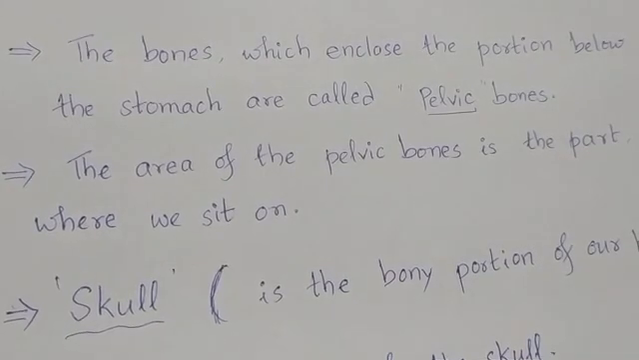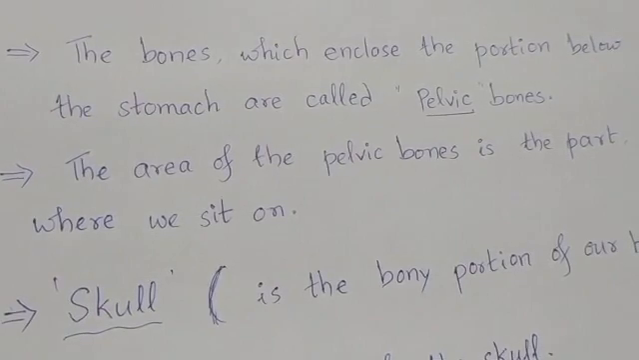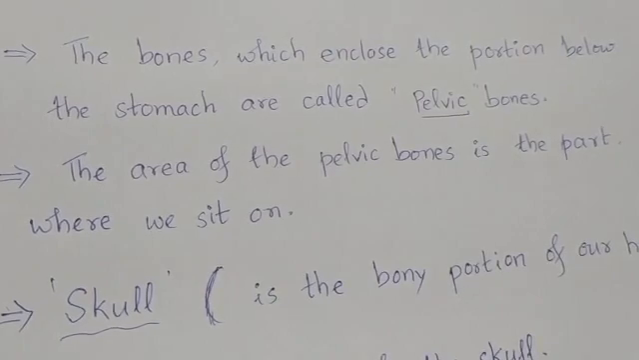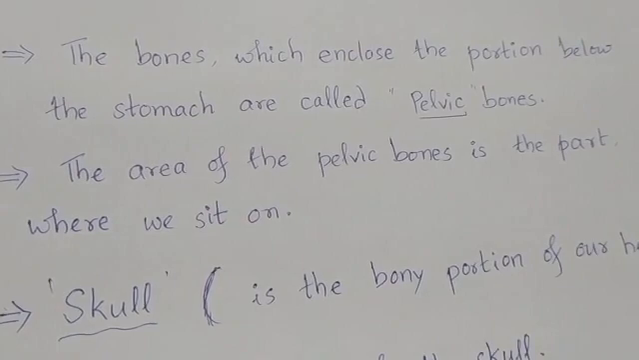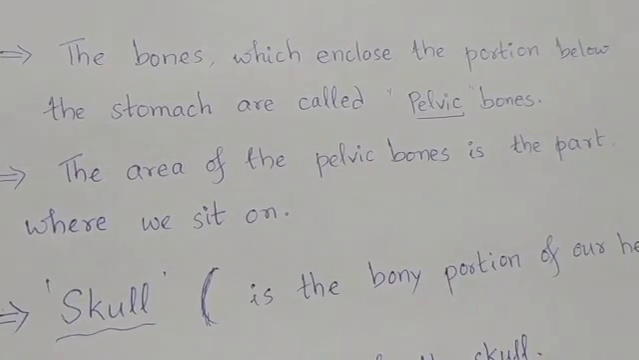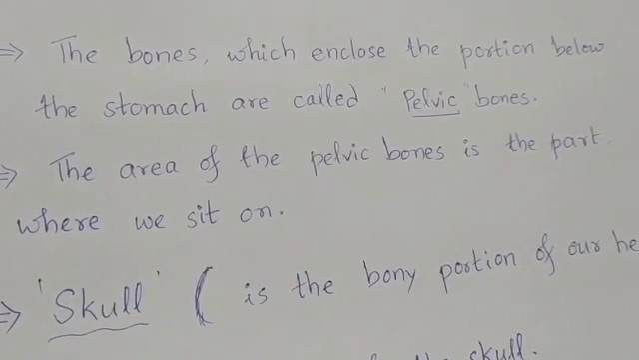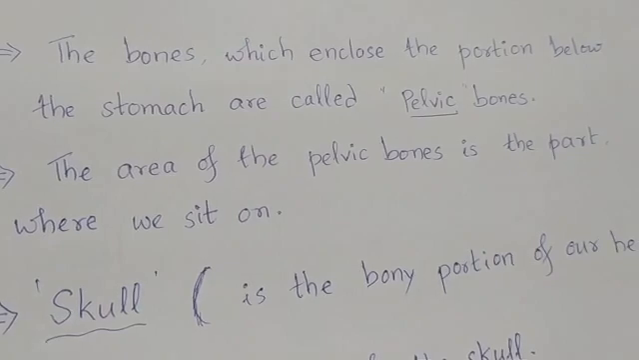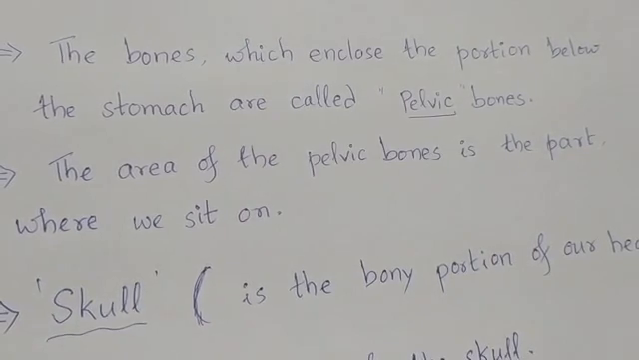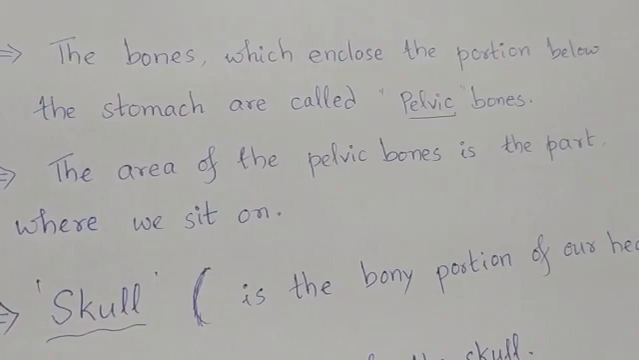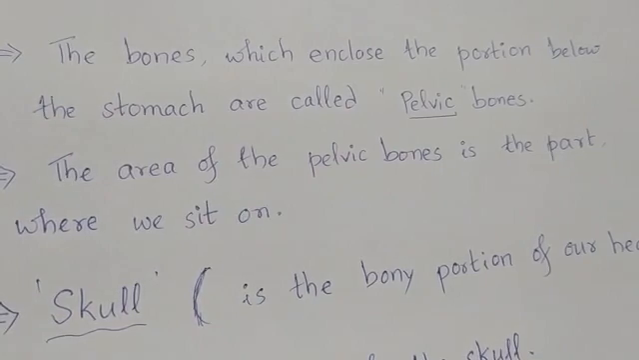Below the portion of your stomach, there is a region that is enclosed by a particular set of bones. These bones are known as pelvic bones. The region below your stomach is called the pelvic region. As the bones are enclosing this pelvic region, those bones are called pelvic bones.